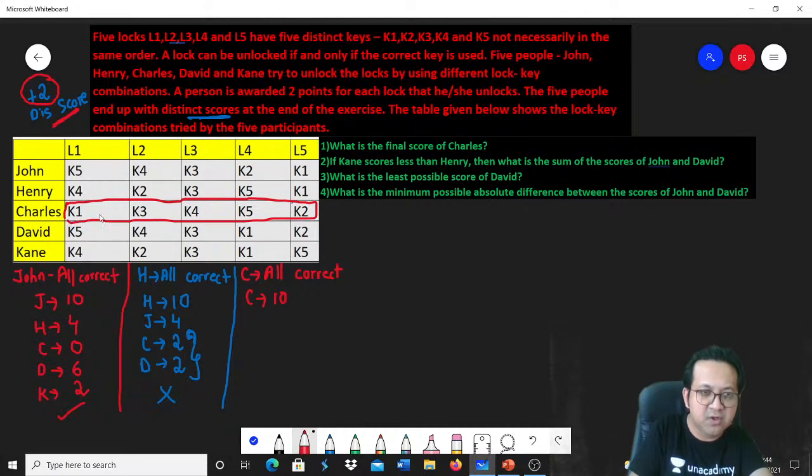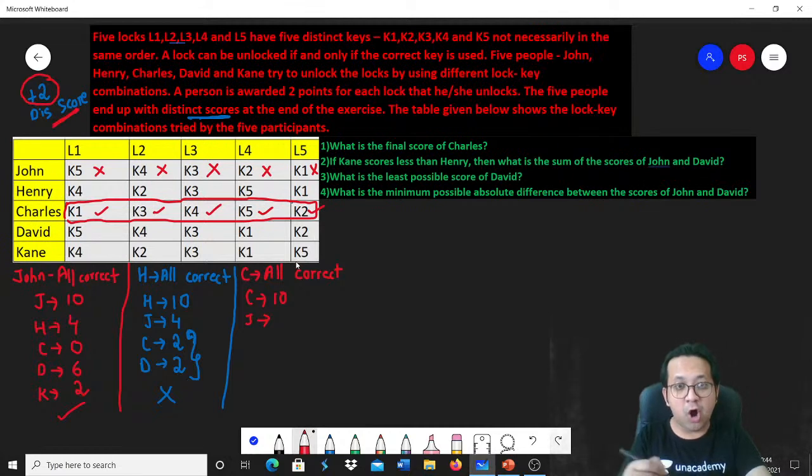So first one is K1. Let's talk about J. Correct key is K1. John used K5. Incorrect. Second correct is K3. John used K4. Incorrect. Next correct is K4. John used K3. Incorrect. Next correct key was K5. John used K2. Incorrect. Next correct key was K2. John used K1. Incorrect. So John got all of them incorrect. So basically 0 points. Right? Next, Henry. Let's talk about Henry.